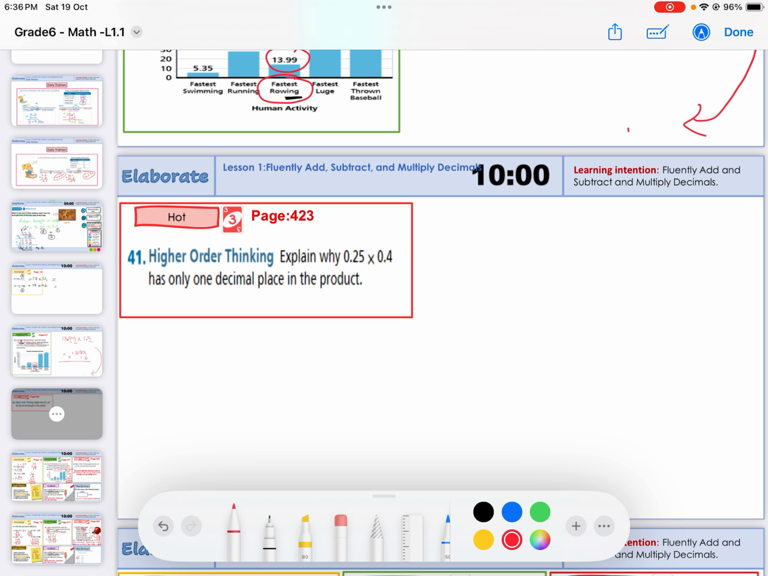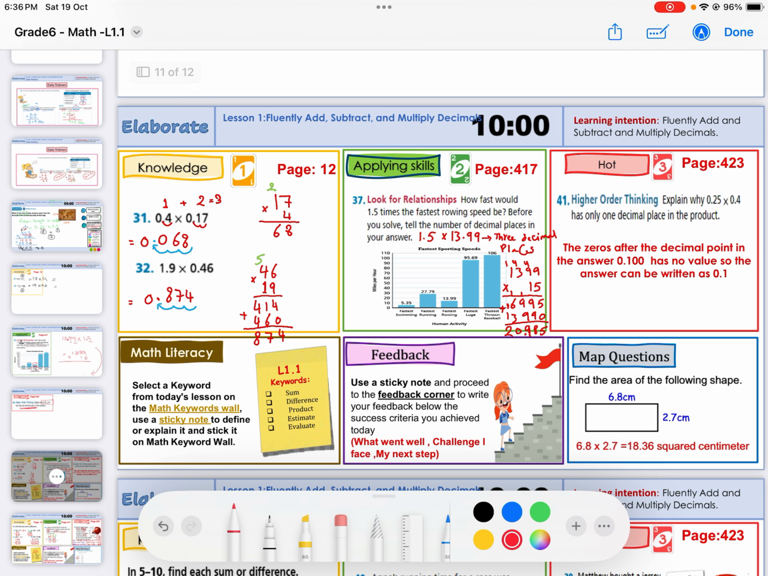Here, question 41, we have: explain why it has only one decimal place. Why? Because, guys, after you multiply it, this will be your answer. It's going to be like 0.100. And we all know that the zeros after, they don't have a value. They don't count. So at the end, we're going to end up writing it as 0.1. We never write 0.100. We just write 0.1. It's a 1/10. At the end of the day, it's just a 1/10.